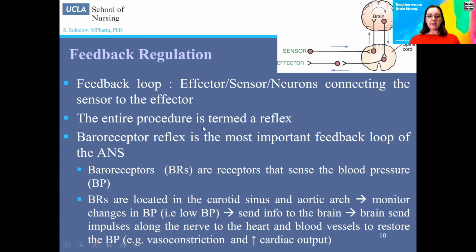The sensors in that case are the baroreceptors, which sense, for example, a drop in blood pressure. The sensor sends a signal to the brain, which processes the information. And what does the brain tell the heart and the vessel? It tells them to increase the heart rate and vasoconstrict the vessel, so you can bring the blood pressure up and regulate the blood pressure.